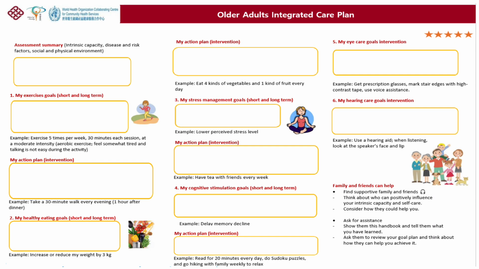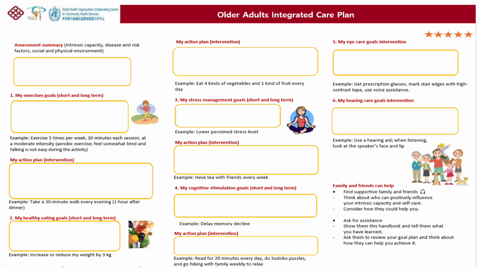So here is an example of the integrated care plan. In the top left section, you should write down a summary of assessment findings, such as the decline of some specific intrinsic capacity, and then co-create the goals with older adults and their caregivers for the domains showing decline, along with the recommended intervention or referrals.